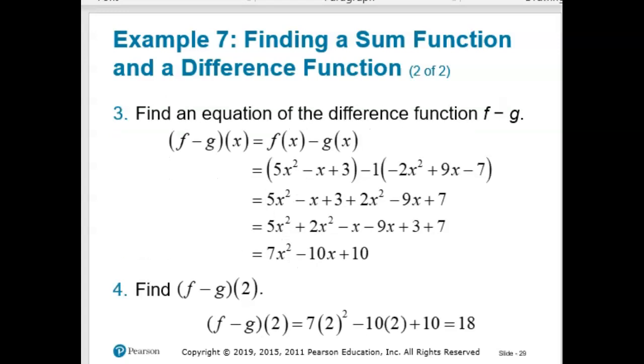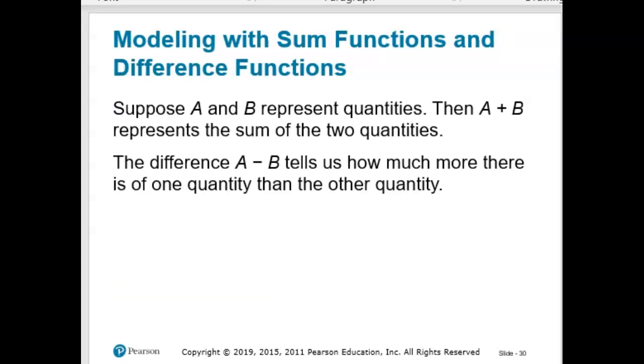You can use the same two functions but subtract them. Now it is important to notice that we have the negative 1 in front of the parentheses to the right, so we must change every sign of every term inside the parentheses. Negative 2 becomes positive 2, positive 9 becomes negative 9, and negative 7 becomes positive 7. Combine like terms, and you end up with 7x squared minus 10x plus 10. Evaluate that at 2. Plugging 2 in for every x, you find that it is equal to 18.